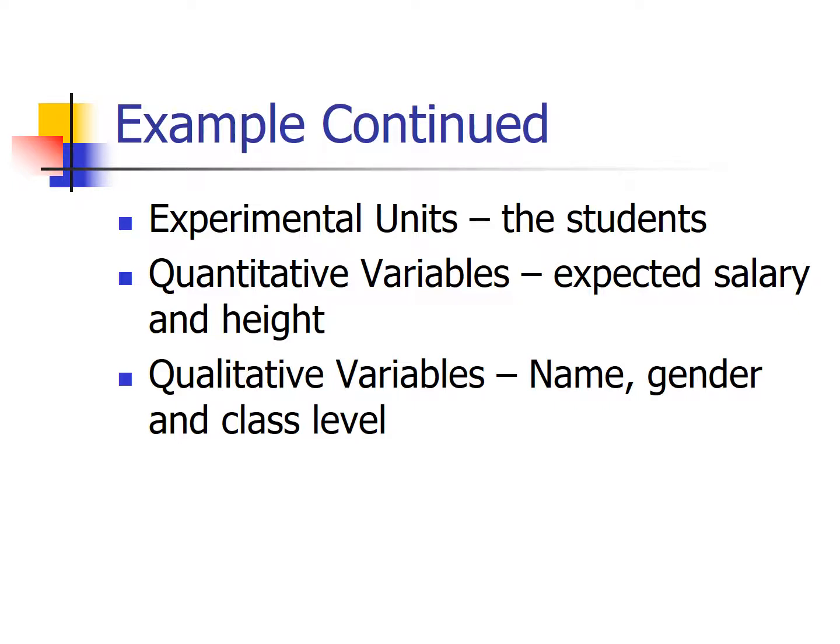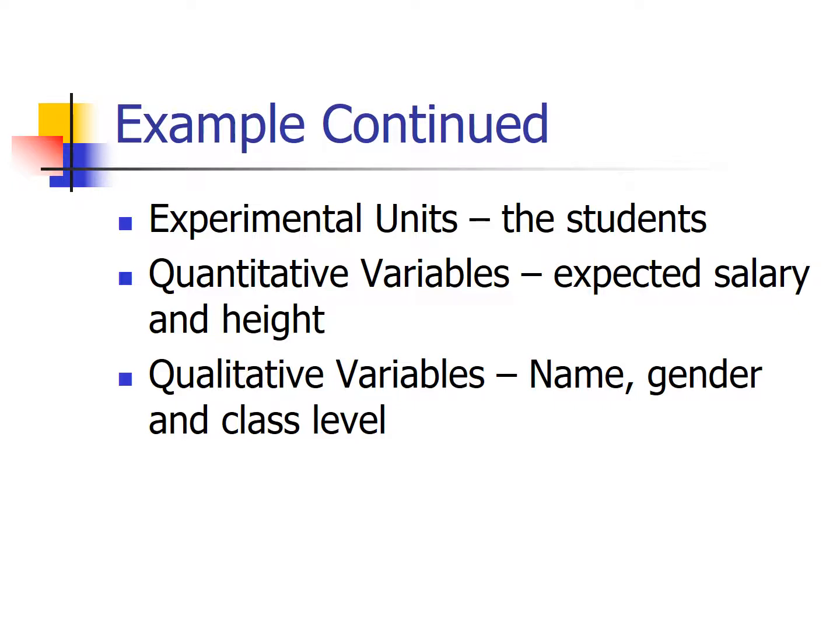Now, when you're trying to figure out what the experimental unit is, if you've already figured out the variable, you can sort of ask yourself this question. You say, okay, the variable is expected salary. It's the expected salary of what? The answer to that question is your experimental unit. If you say the variable is height, then you ask yourself, well, the height of what? If the variable is gender, you say, well, the gender of what?